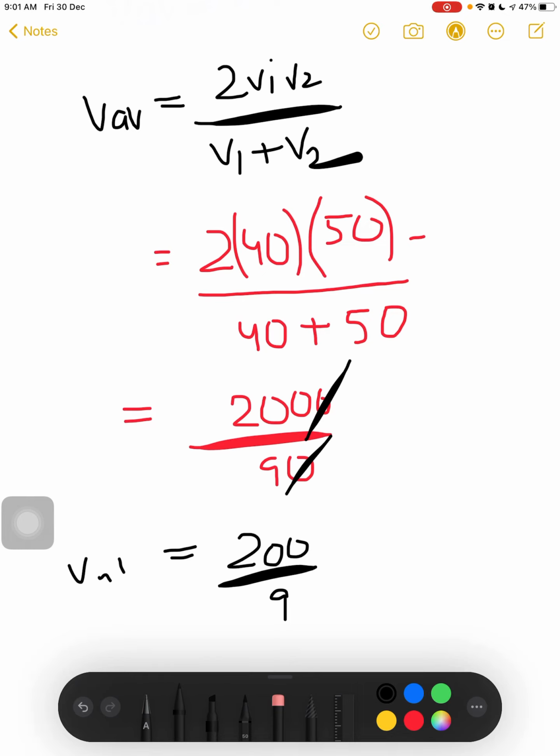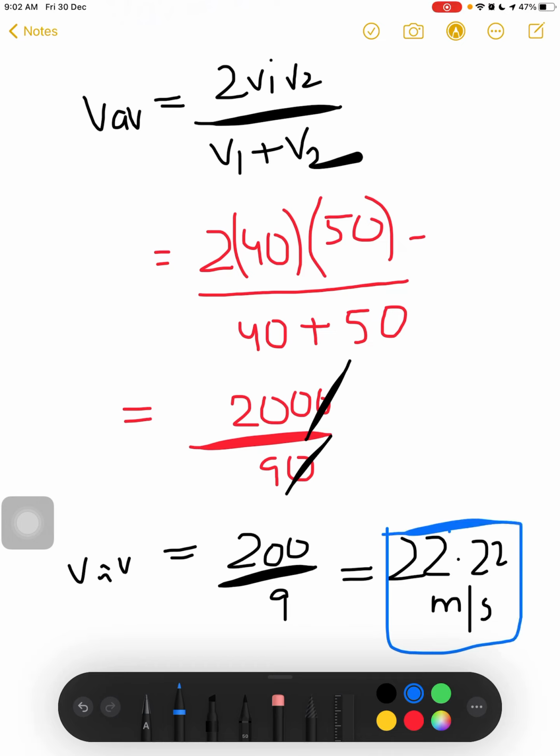So this is our average velocity for both of these distances. Let's find out what 200 divided by 9 is. 200 divided by 9 is basically 22.22 meter per second. So basically this is our answer. I hope this is clear to you.